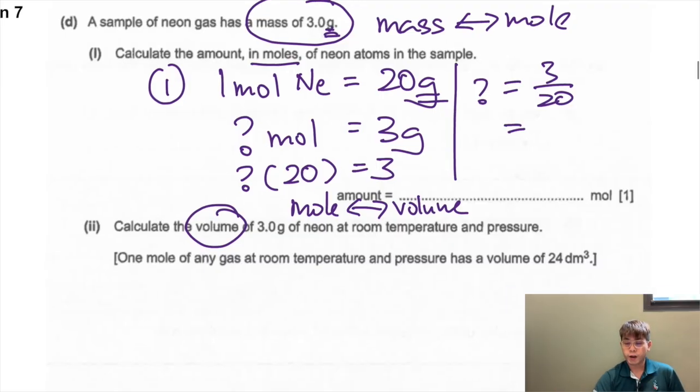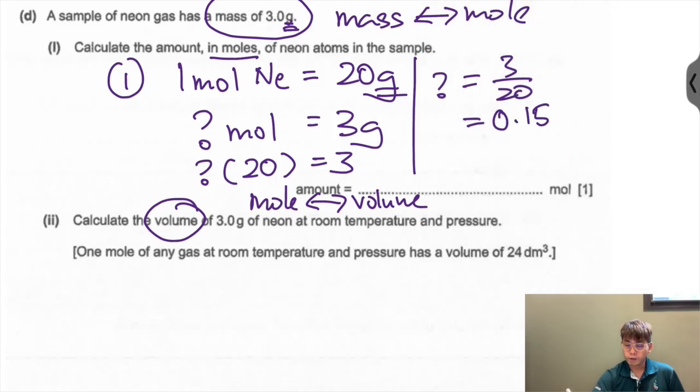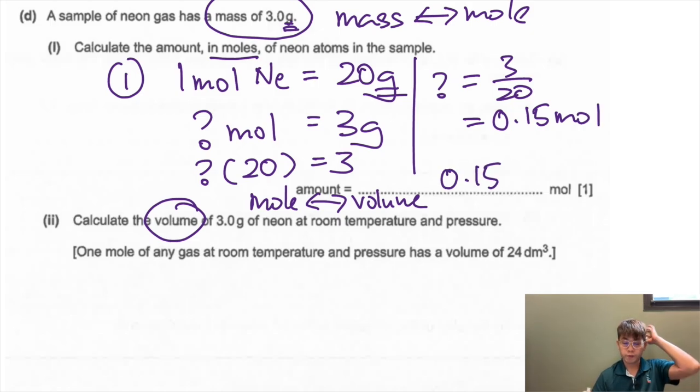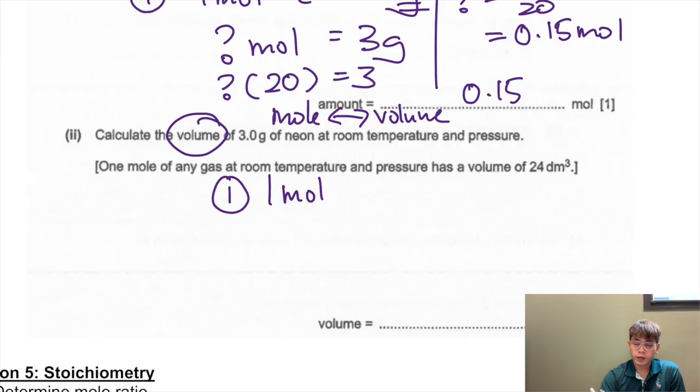So question mark equals 3 divided by 20. Never use fractions, so convert this to a decimal. 3 divided by 20, 0.15. So 0.15 mole. Now I know that 3 grams of neon is 0.15 mole. So now I want to calculate the volume of neon. So I know that 1 mole of any gas has a volume of 24 dm cubed. Now I have 0.15 mole of the gas equals question mark.